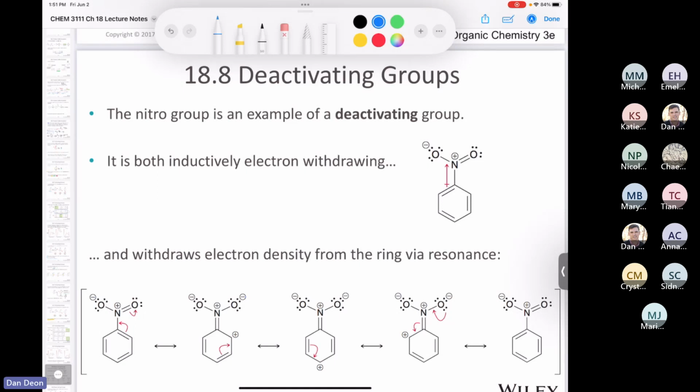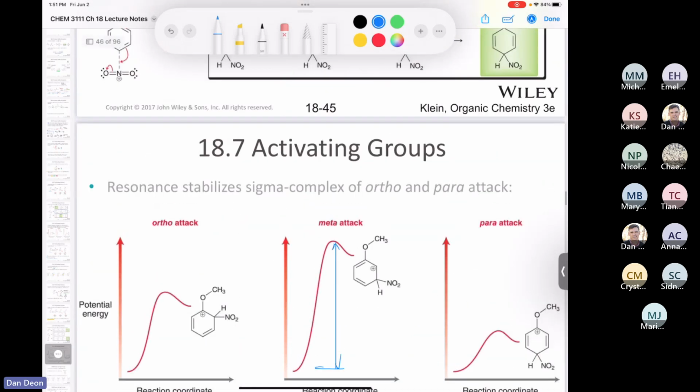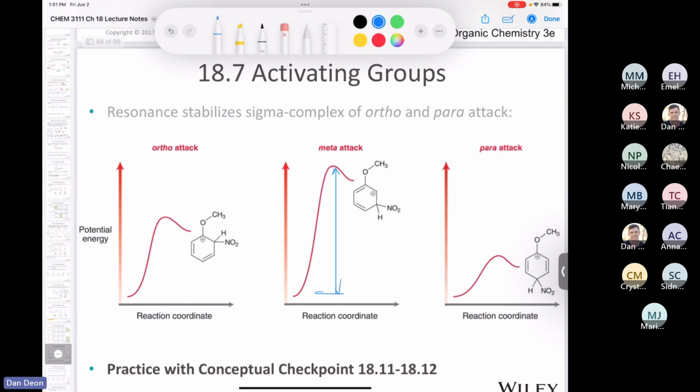All right, the nitro group is an example of a deactivating group. So let's take a step back. If we go back in 18.7, we talked about a methyl group in toluene, and then we talked about a methoxy group. Both of those were activating groups. They were making the ring even more reactive than normal, more reactive than benzene. We saw that toluene and anisole were both more reactive than benzene.